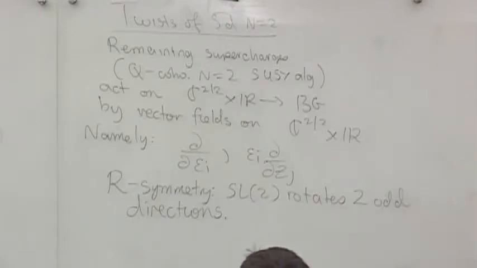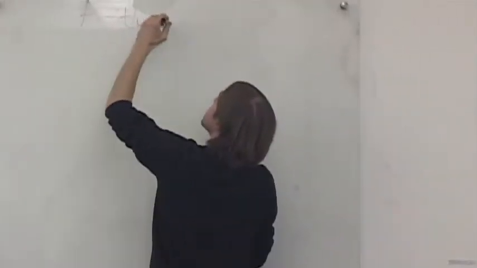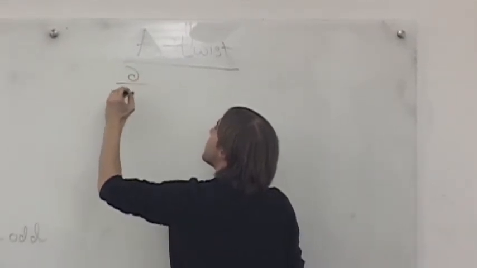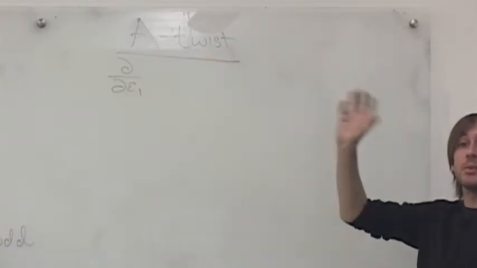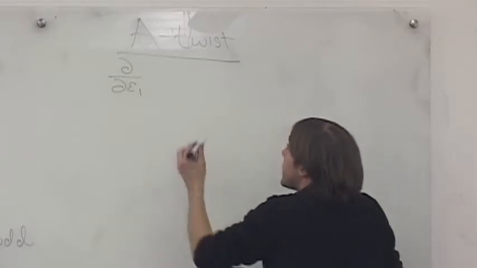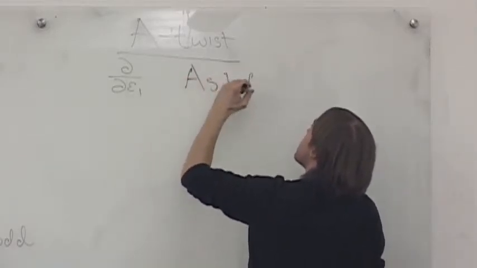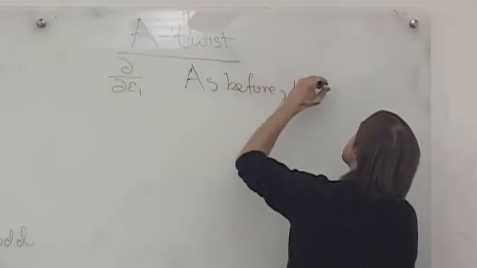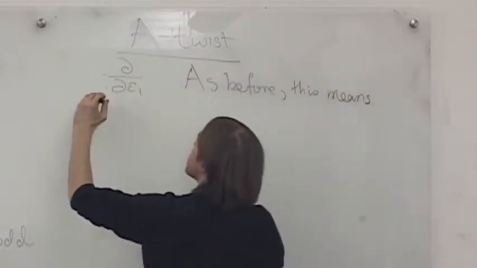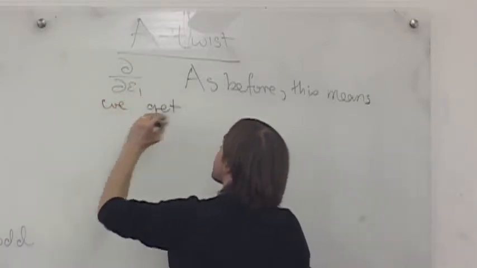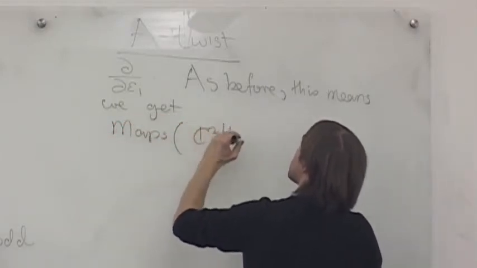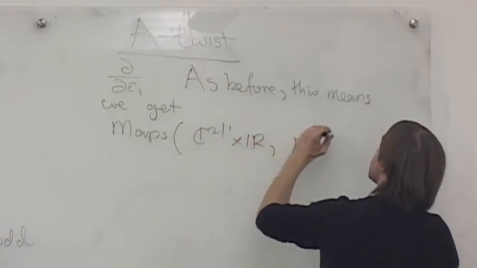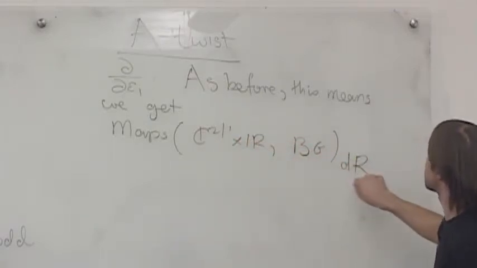So what are the twists we can consider? The A twist would be d by d epsilon 1. It might as well be d by d epsilon 2, but by the R symmetry, we can always make it like this. So as usual, as before, this means we get something like maps from C2 cross R to the de Rham stack. I can put de Rham here or de Rham here.